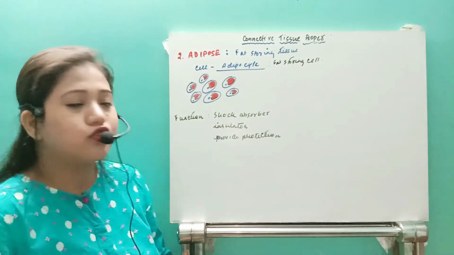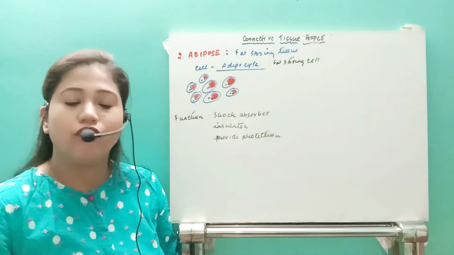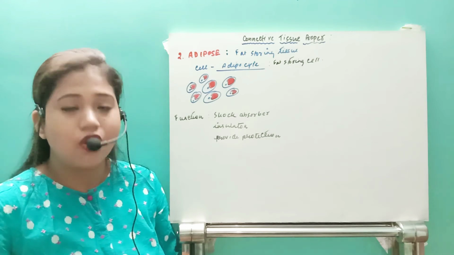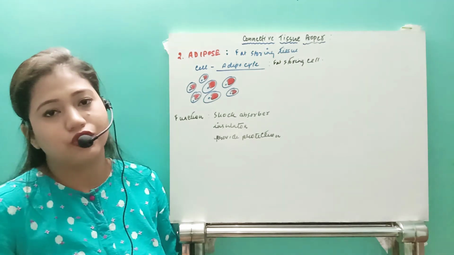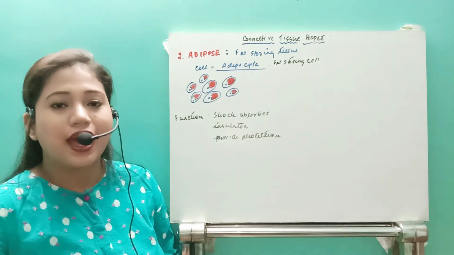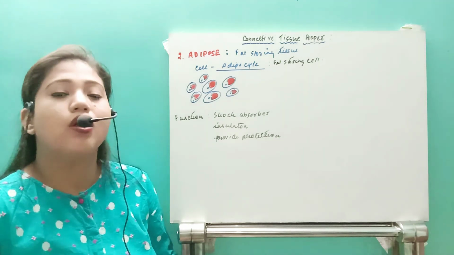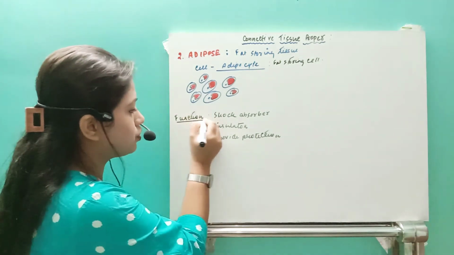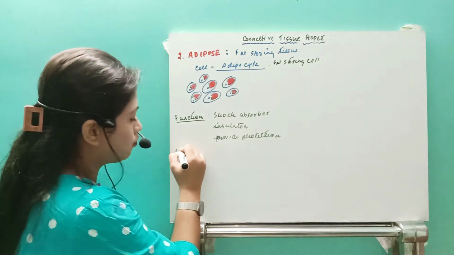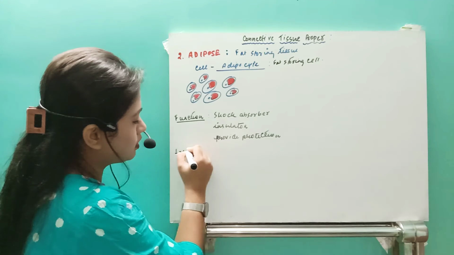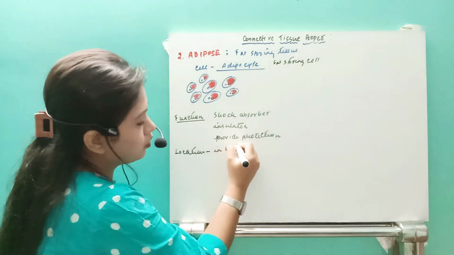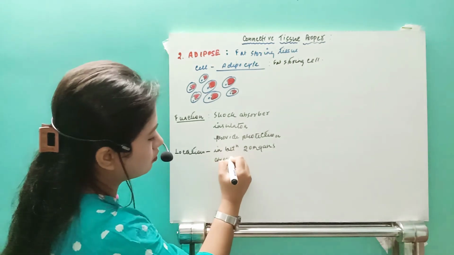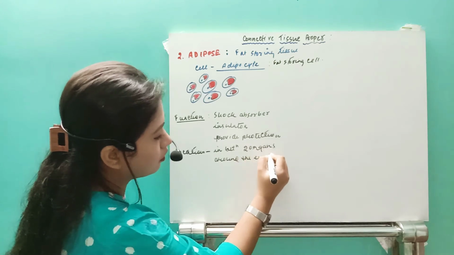The next one, it will also provide protection. See, around the eyeball we have this fat layer, around the kidney we have the fat layer, around the heart, around the lungs we have a very thin layer, but then also we are going to have this adipose tissue. So this will act as a protective layer also. So if it comes to the function, then these three functions our adipose tissue will perform. And if it comes to the location, then remember it is present in between two organs, okay, or it is present also around the eyeball, right?